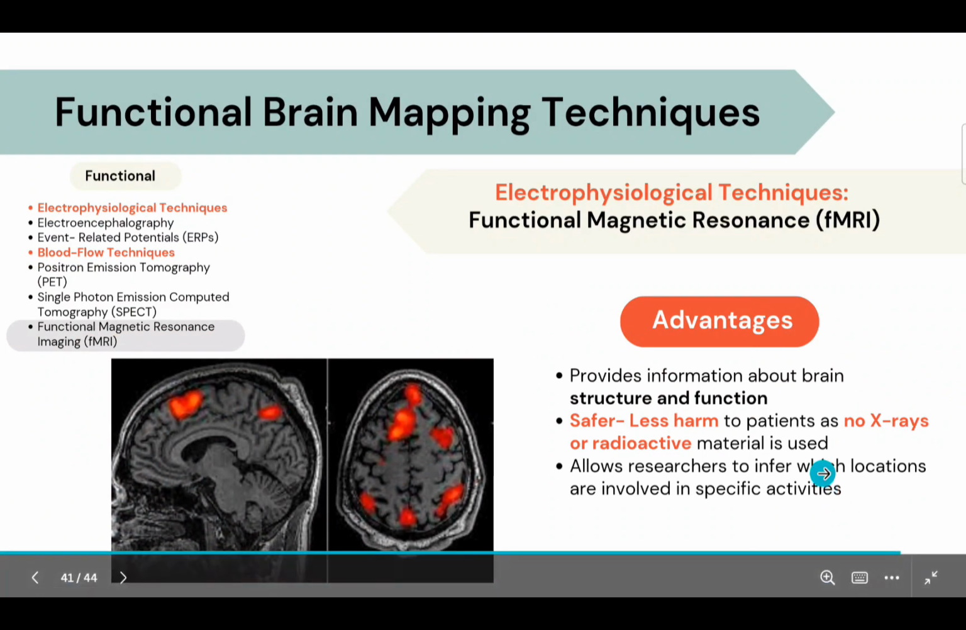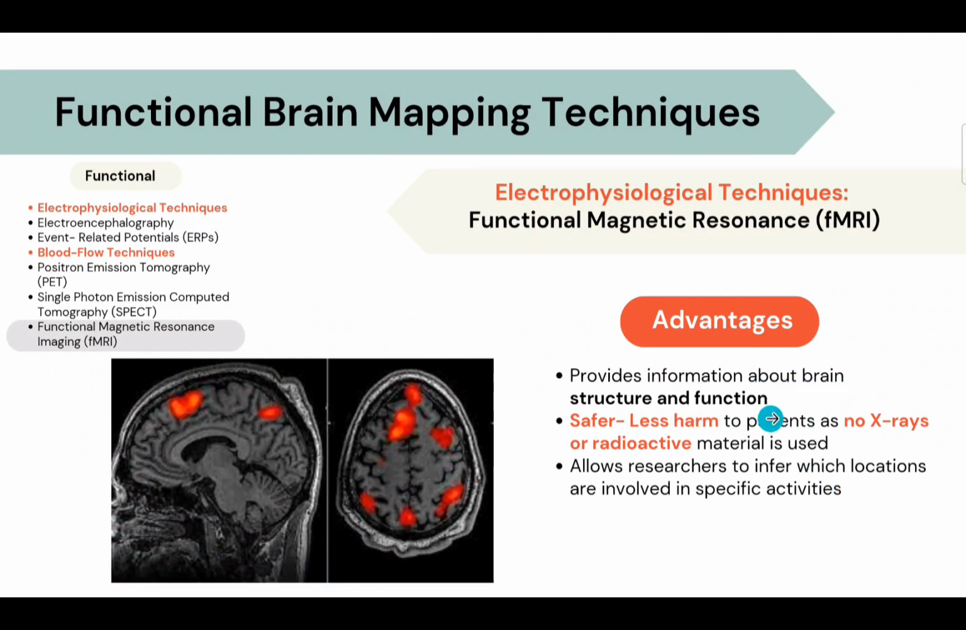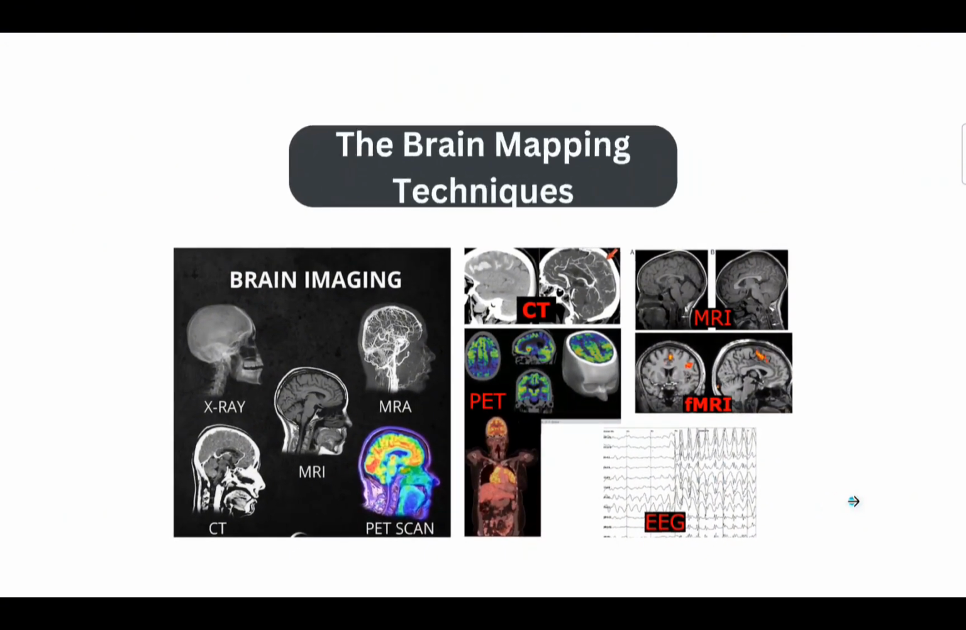The advantages of using fMRI are that it provides information about brain structure and function, of course, and it is safer and less harmful to the patient as no X-rays or radioactive material is used. We do not inject anything into our body, and we do not use X-ray during these procedures, so it is safer, and it allows researchers to infer which locations are involved in specific activities.